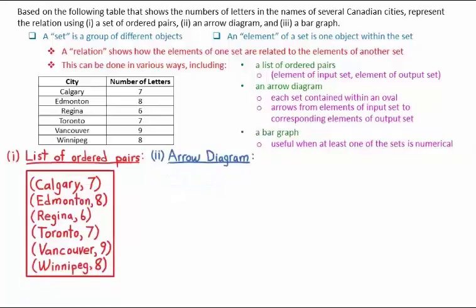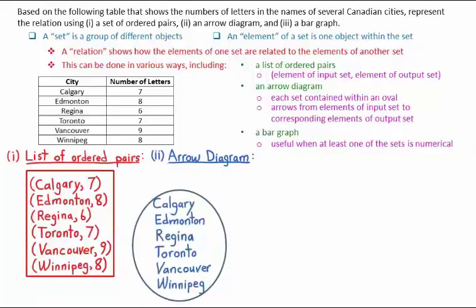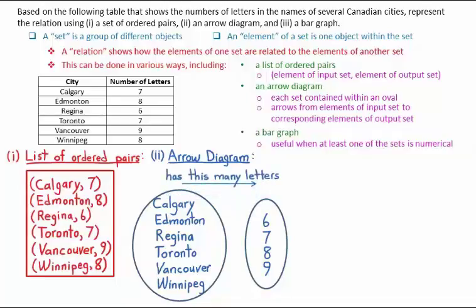As an arrow diagram, our input values are the cities: Calgary, Edmonton, Regina, Toronto, Vancouver, and Winnipeg. The output values are the numbers of letters. We represent those in a second oval: 6, 7, 8, and 9. We draw an arrow above representing how the input values correspond to the output values. In this case, we write has this many letters.